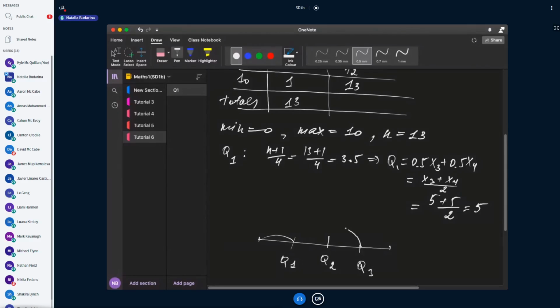So this is how we divide our data. In quartiles, Q1 is the first quarter, 25%, Q2 is 50%, or the median, and Q3 is 75%, also called the third quartile.